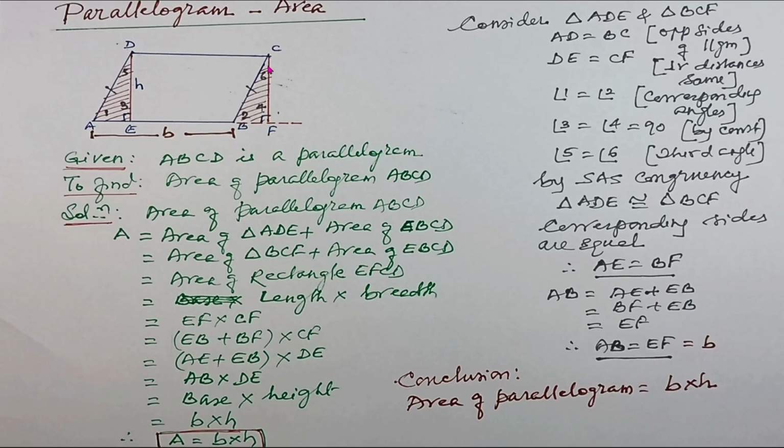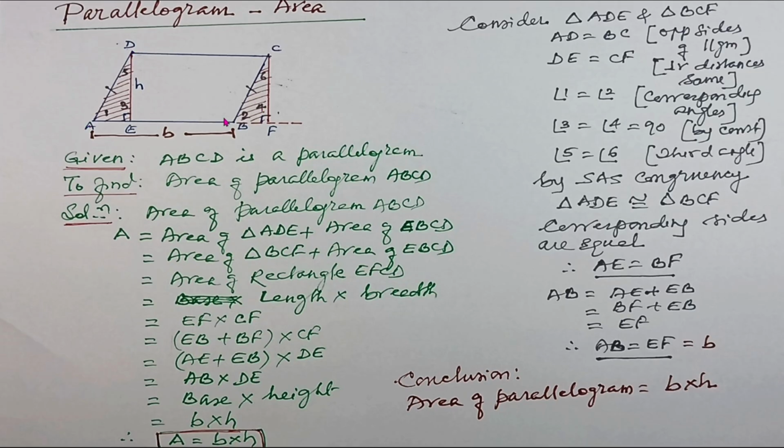Now area of parallelogram ABCD is equal to area of the triangle ADE plus the area of the trapezium EBCD. So that is ADE plus area of trapezium EBCD. Now drop a perpendicular CF to AB extended to F. That means we have one more triangle, that is BCF. Now if you look at ADE and BCF, these two triangles are congruent triangles by side angle side congruency criteria.